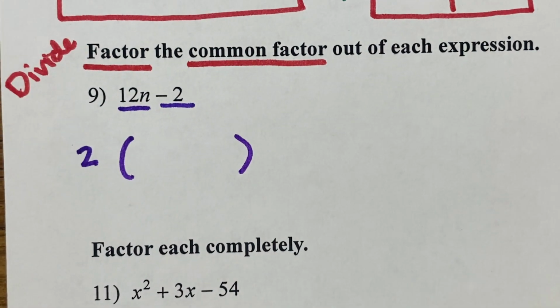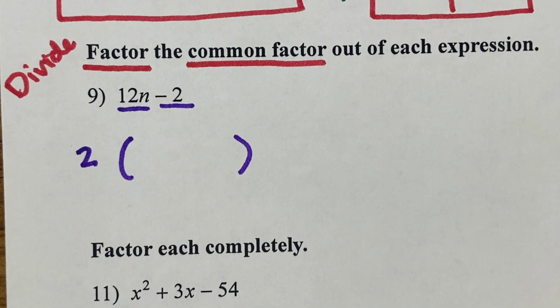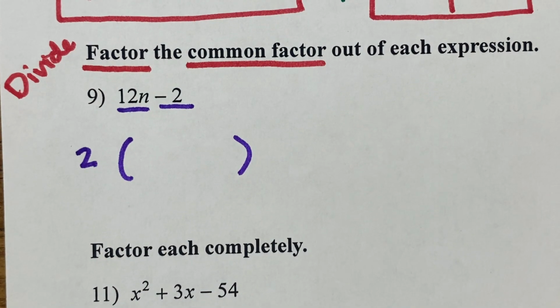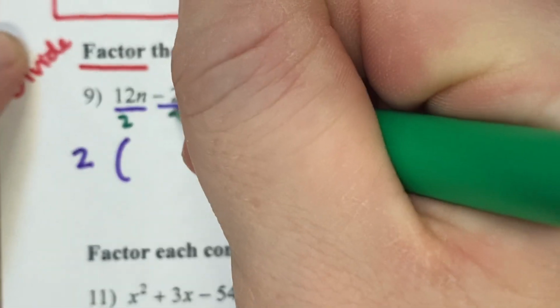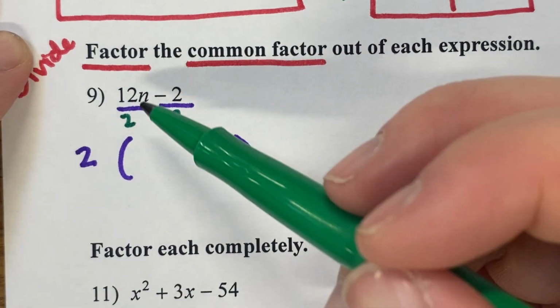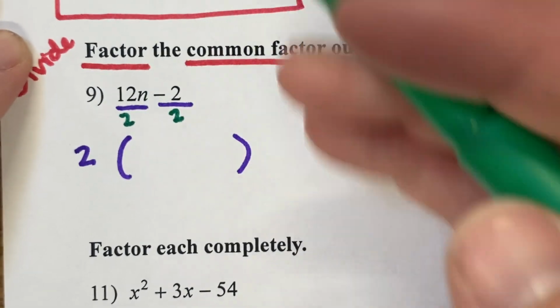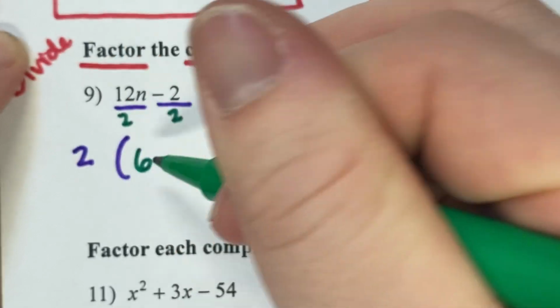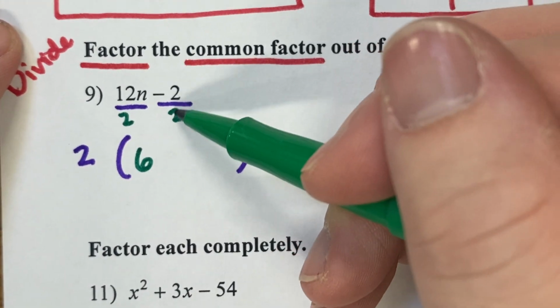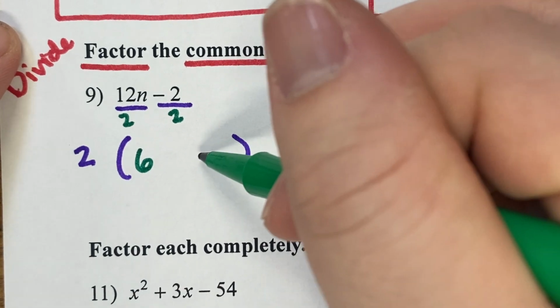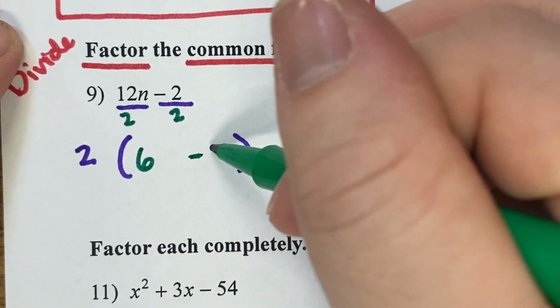Okay, when we factor out, it comes outside, and then we divide it to see what we're left with. So we can factor out a 2, which means we're dividing by 2 on each one. 12 divided by 2 is 6, and we'll worry about the n in a second. Negative 2 divided by 2 is negative 1.